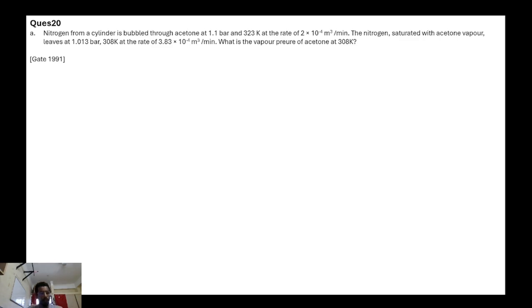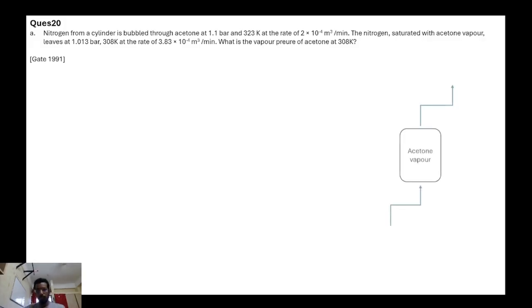So what is the question saying? Nitrogen from a cylinder is bubbled through acetone at 1.1 bar and 323 Kelvin at a rate of 2 × 10^-4 meter cube per minute. So we have the volumetric flow rate at 1.1 bar and 323 Kelvin. The nitrogen is saturated with acetone vapor. That means nitrogen is going through the acetone, and after the saturation point, the maximum amount that can be carried leaves the cylinder at 1.013 bar and 308 Kelvin at a rate of 3.83 × 10^-4 meter cube per minute. What is the vapor pressure of acetone at 308 Kelvin?